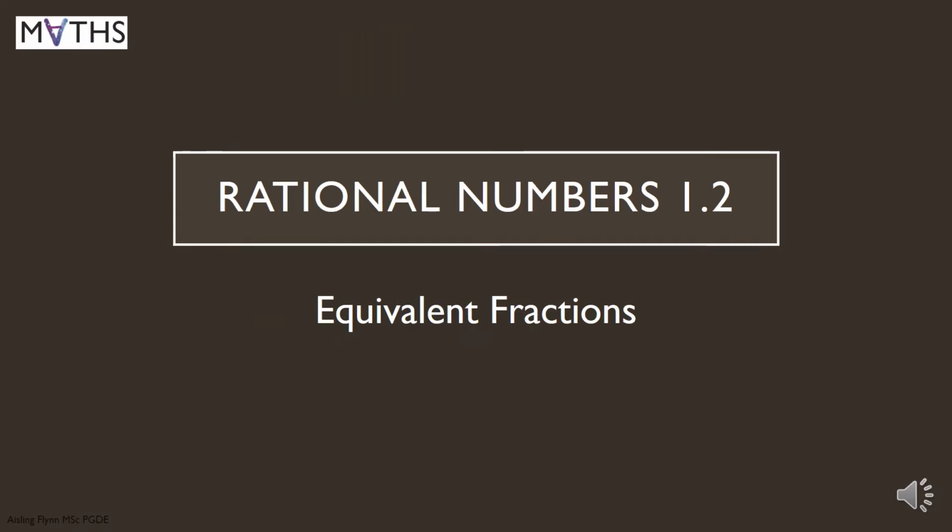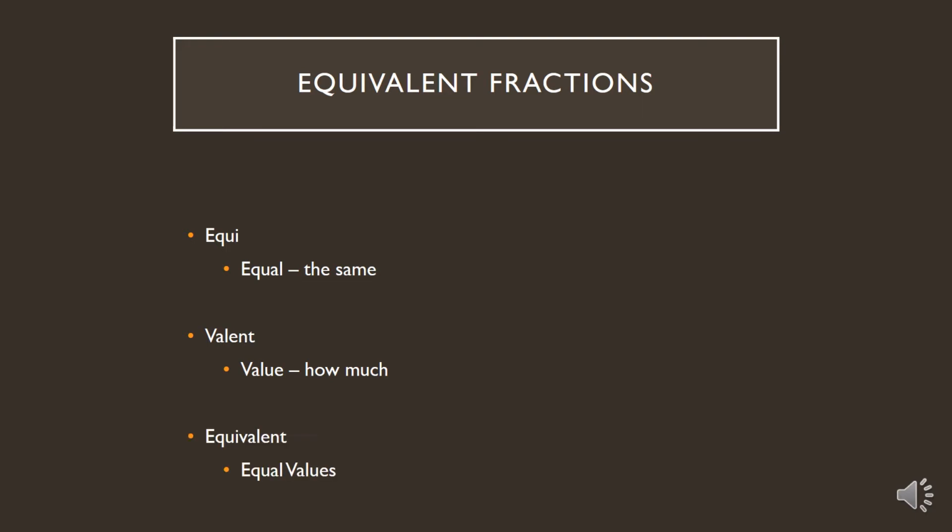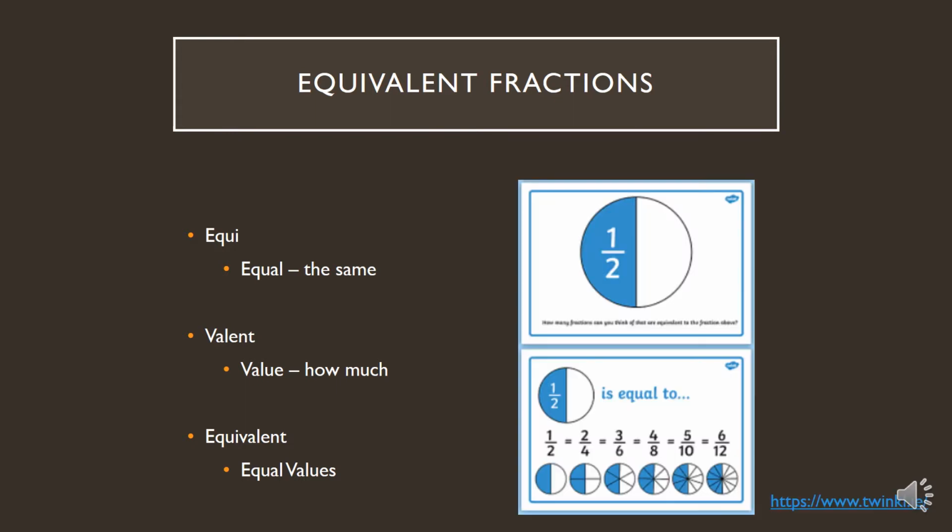This is Rational Numbers 1.2, Equivalent Fractions. Equivalent fractions. This word, if we break it up, means equal, the same, and the valent part means value or how much. So together, equivalent means equal values. So we'll be looking at fractions that may look different but have equal values.